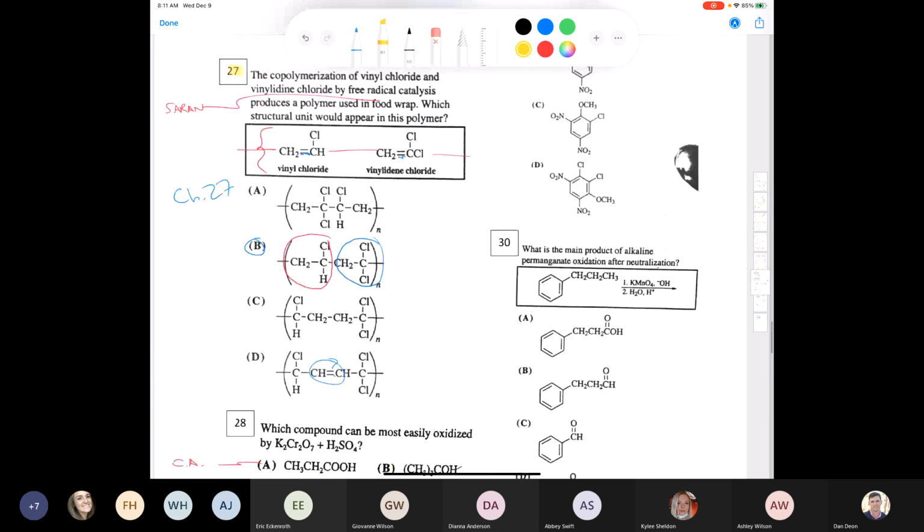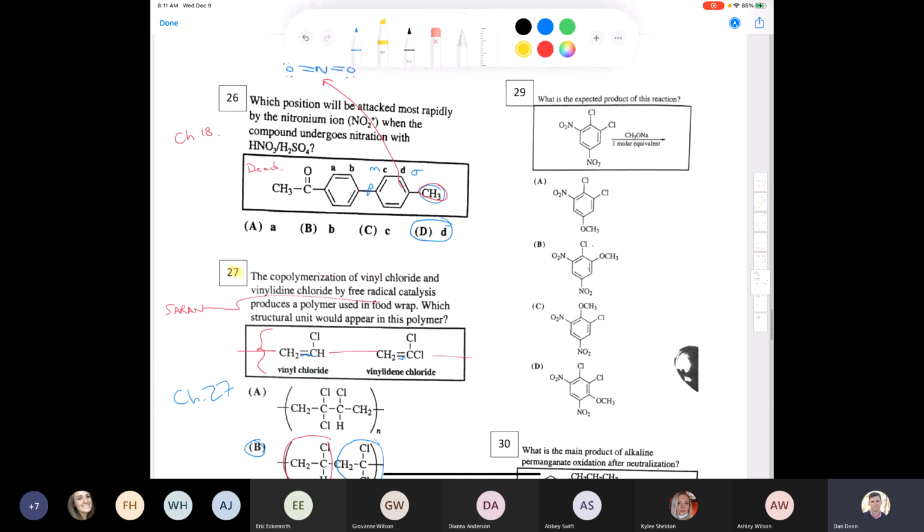All right. Let's take a look here. What's the expected product of this reaction? This is SNAr chemistry. So if you've forgotten your SNAr, this is in the aromatic substitution reactions chapter as well, so this would be chapter 18, towards the end of that chapter. And we looked at the Meisenheimer complex. So if you need to review what a Meisenheimer complex is, make sure you review that.